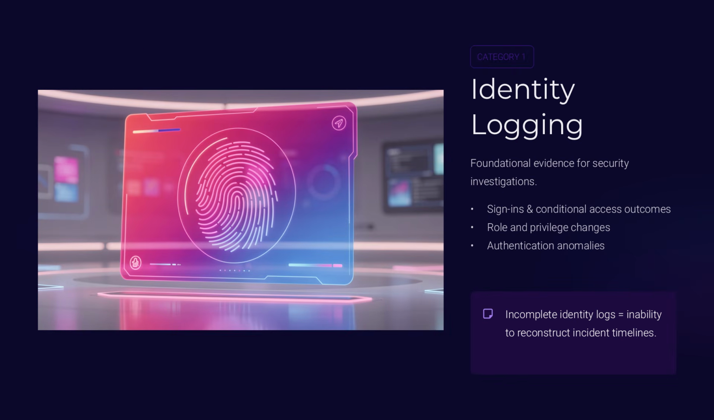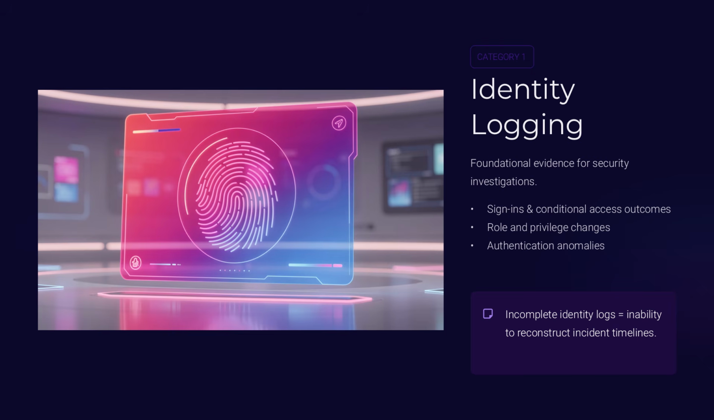With categories introduced, you start with identity because identity logs are foundational evidence for security investigations. You want visibility into sign-ins, conditional access outcomes, changes to roles and privileges, and authentication anomalies. Leaders care because identity compromises are among the fastest ways to create high-impact incidents. Architects care because identity logging supports zero trust verification and provides traceability during audits.